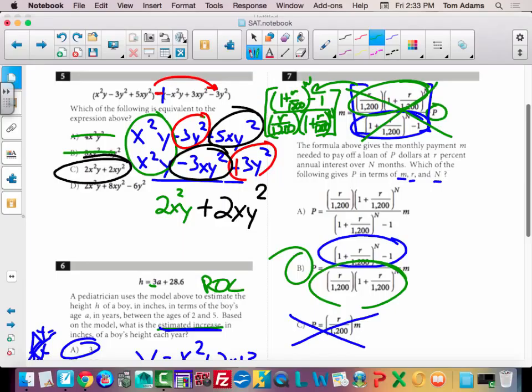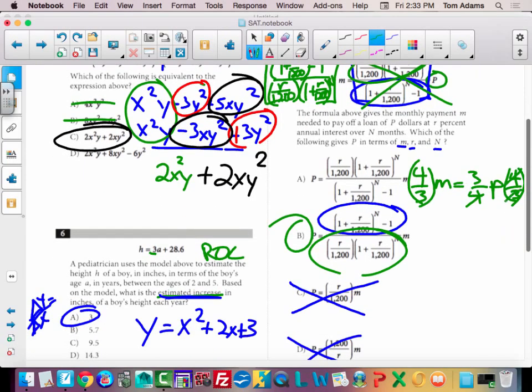If you were wondering, you could think of it like this. If you had M is equal to 3/4 times P, then what you would do is multiply by 4 over 3 on this side, 4 over 3 on this side. These cancel, and you get 4/3 M is equal to P, except our numerator and denominator are those large expressions. Okay? Any questions on that?